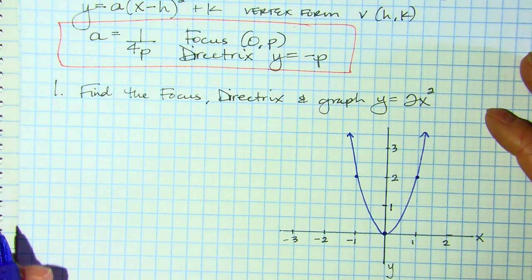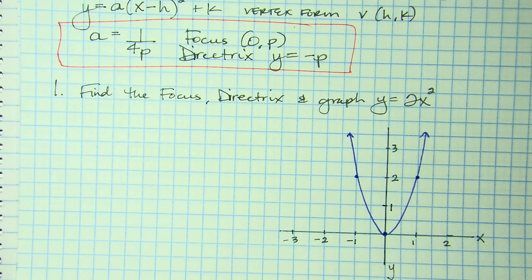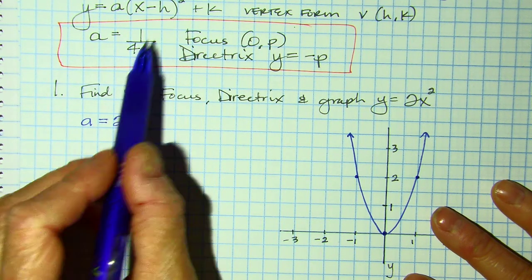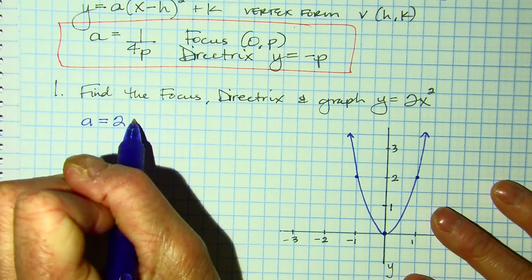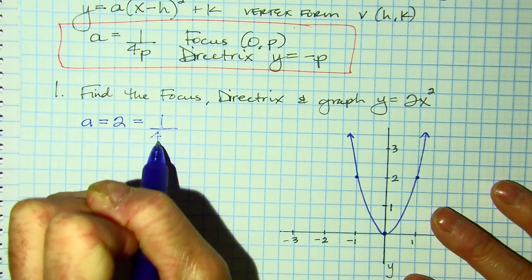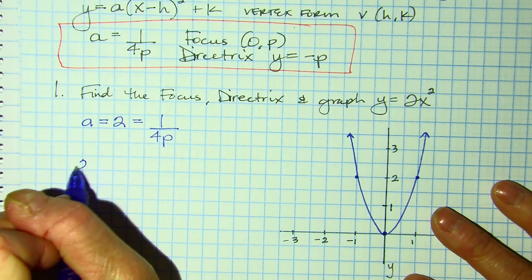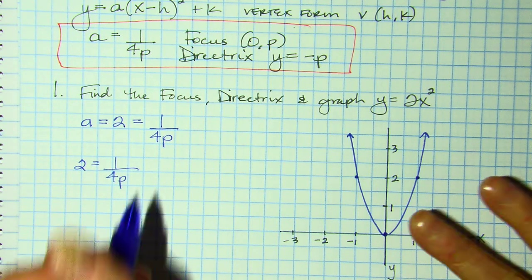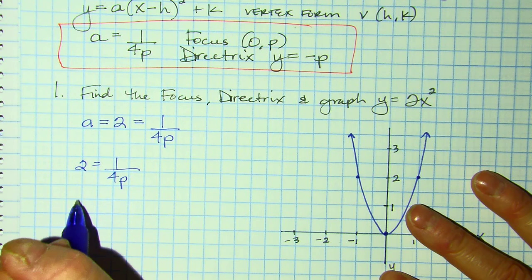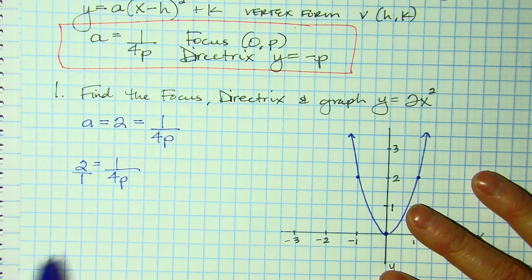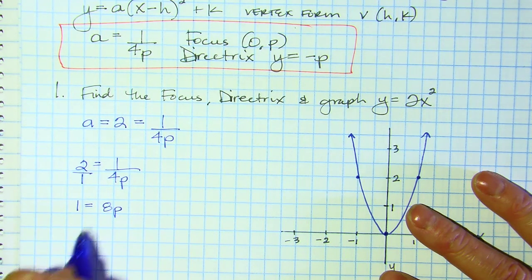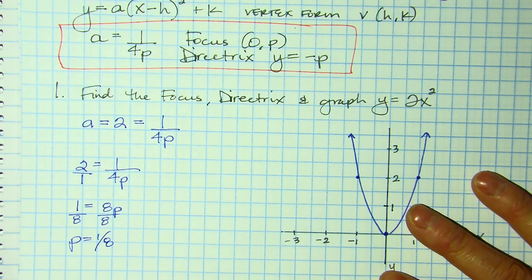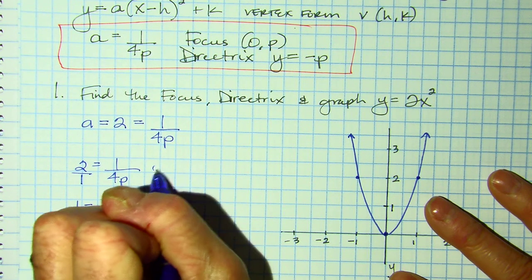And then I'm going to find the value of P. So I know that in mine A equals 2. And they told me here A is equal to 1 over 4P. So in order to solve that, I'm going to solve for P, right? And so to solve, I'm going to actually cross multiply. So 2 is over an invisible 1, so 1 equals 8P. So if I divide by 8, P equals 1/8. So right here I cross multiply.